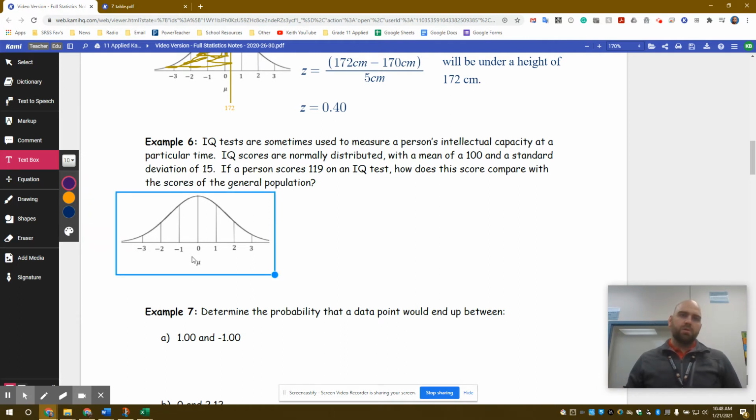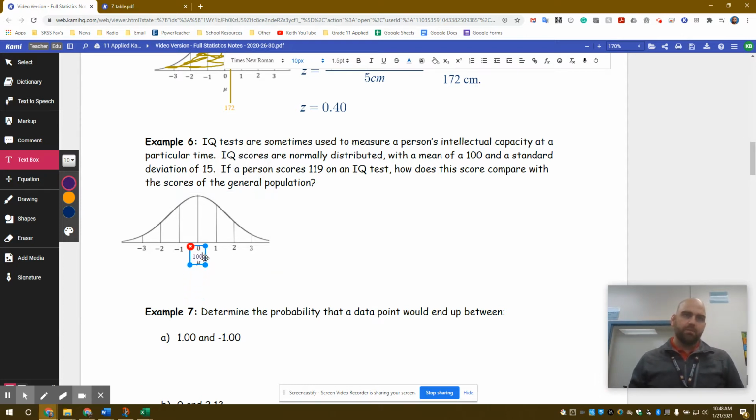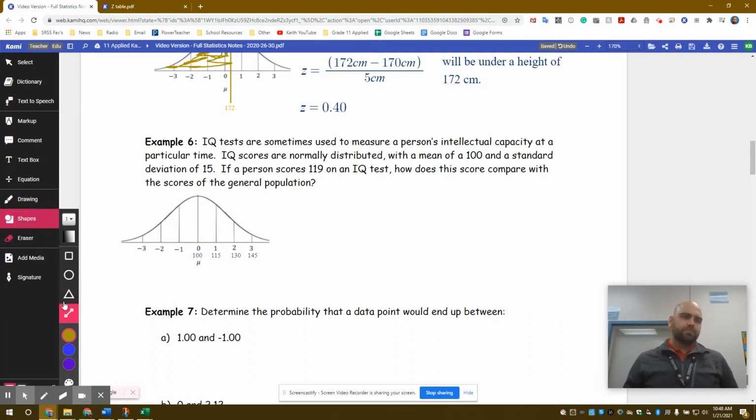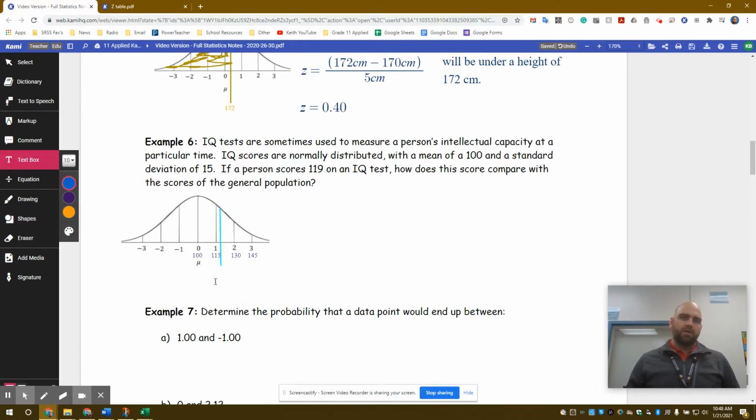We have 100 as our mean. I'm going to put that in there. And that means that 115 is one standard deviation, and 130 is two, and this is going to cover what we really need to know here. 145 is right there. 119 is going to fit in right about here. There's our line at 119, and I'll put that in as well.